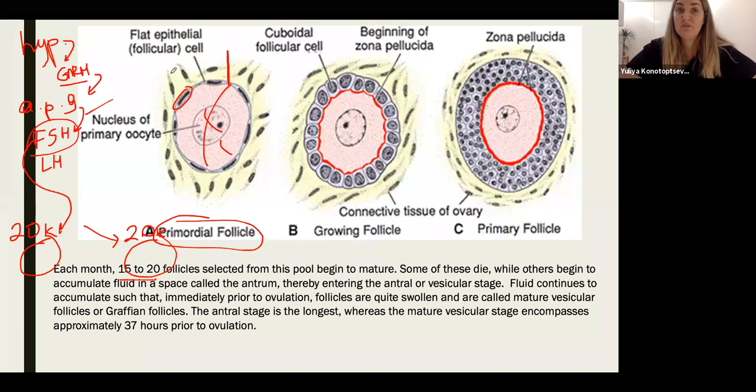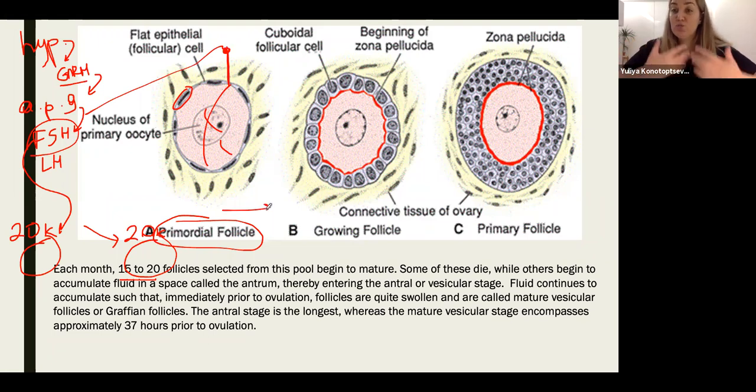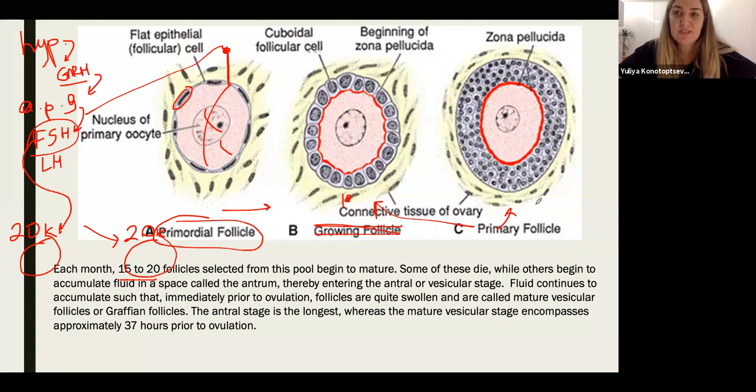When FSH comes in, it binds to this primordial follicle and forces it to grow. It stimulates it to go through some stages. Under the influence of FSH, the primordial follicle becomes primary. This is a mistake in the book: this is also primary. It's just that we see two stages of the growth of the primary follicle. This is the first stage of the primary follicle, and this is the second stage.